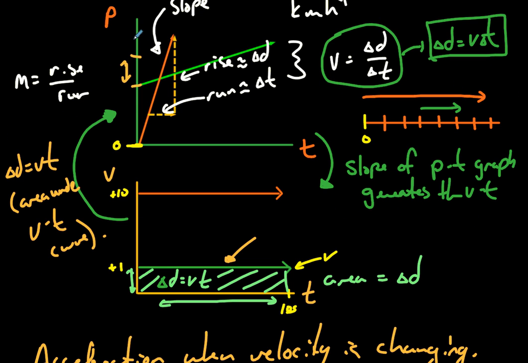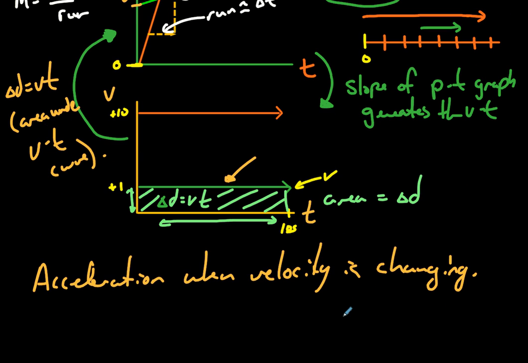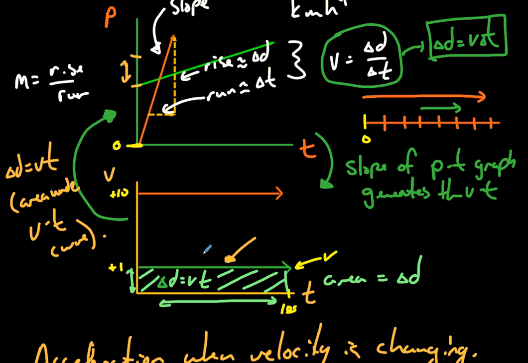The slope of the position time graph begets the velocity time graph. The slope of the velocity time graph begets the acceleration time graph. The area under the acceleration time graph begets the change in velocity graph, and the area under the velocity time graph begets the change in position graph.